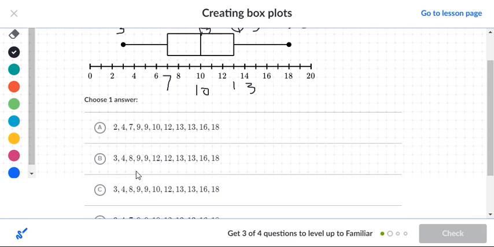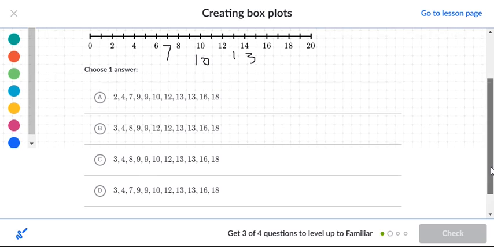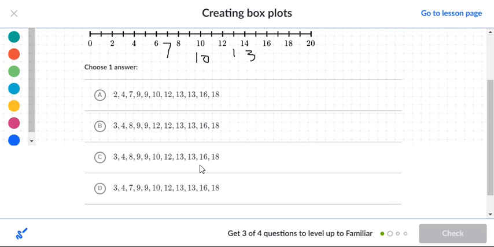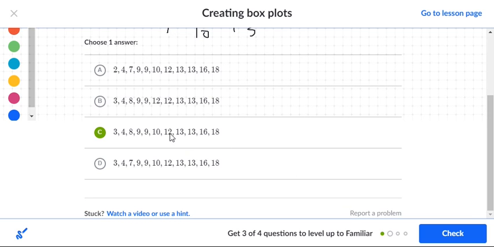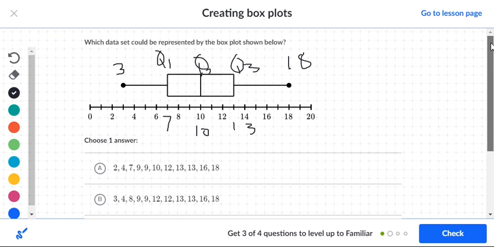If you notice here, 10 is not even mentioned on B, so we can disregard that. Now 10 is mentioned here, but is 10 exactly in the middle? Let's see. 1, 2, 3, 4, 5. So we have 5 numbers to the left, and we have 5 numbers to the right. So 10 is exactly in the middle between those two.